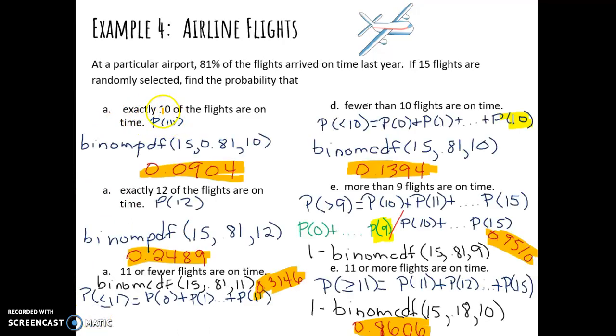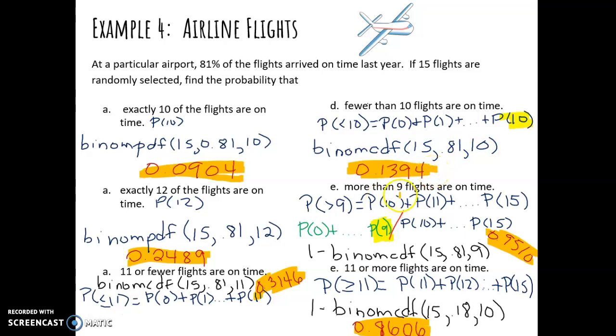Okay, here we go. For exactly 10, we would do binomcdf 15, .8, 10 is 0.0904. For exactly 12, we do binomcdf 15, .8, 12 and get 0.2489. For 11 or fewer, that's 0, 1, 2, 3, 4, all the way up to 11, you're going to do binomcdf 15, .8, 11 and get 0.3146. For fewer than 10, that's 0 up to 10, so binomcdf 15, .8, 10 and we get 0.1394.